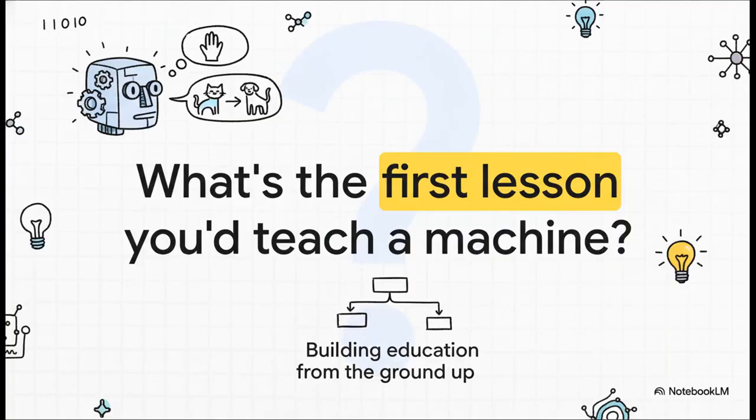So let's just start with a big question, shall we? If you had a brand new thinking machine sitting right in front of you, what is the absolute first thing you would teach it? I mean, would it be how to say hello? Or maybe something more practical, like telling a cat apart from a dog?